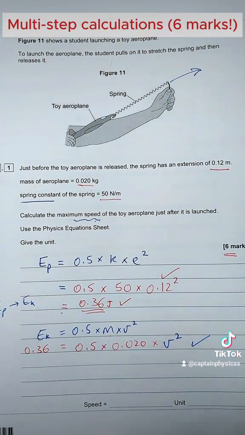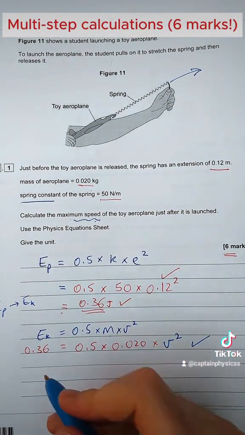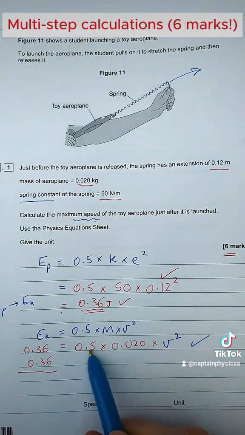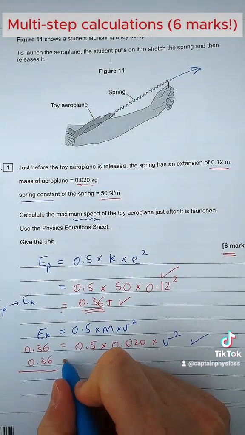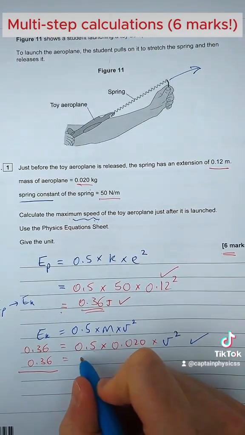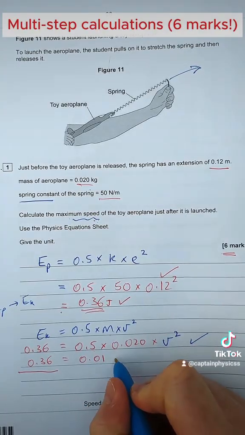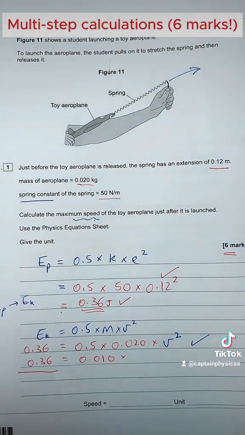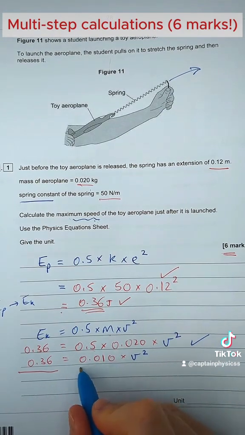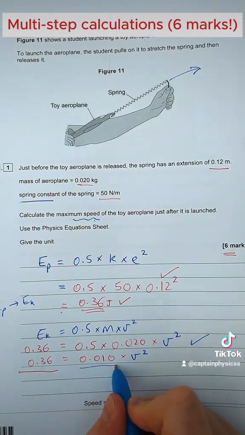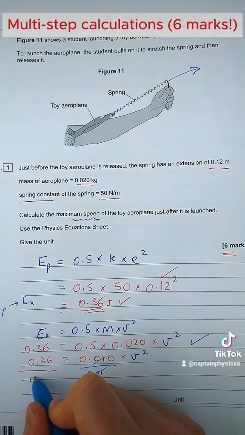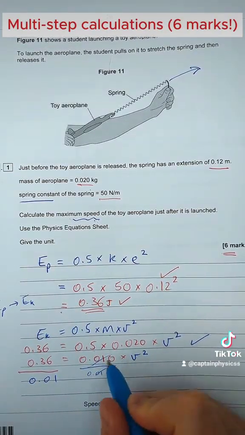Next, we've got to figure out how to rearrange it. Please make sure you do a couple of lines for this because you don't want to mess it up. It is quite easy to mess this one up. So I'm going to actually simplify this first. I'm going to say 0.36 equals half times 0.02, so make my life easier, that's 0.010 times my velocity squared. It doesn't get you marked, but it helps you figure out what to do next because it might be obvious to get rid of the 0.01. I've got to divide both sides by 0.01 to get rid of it from here and take it over to this side to get my final calculation.